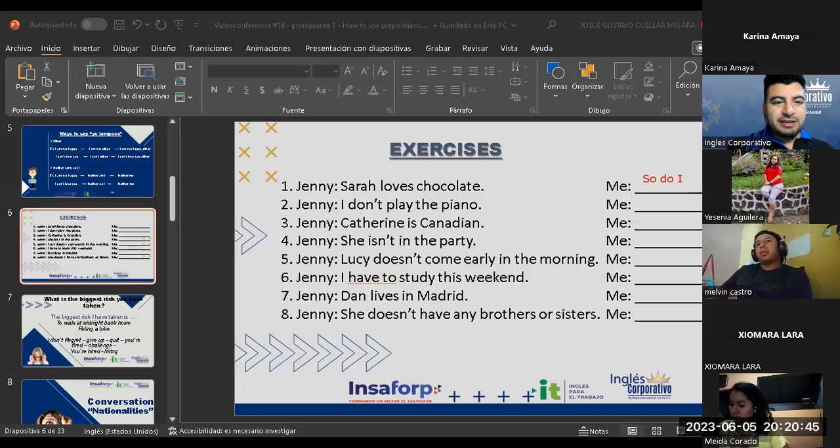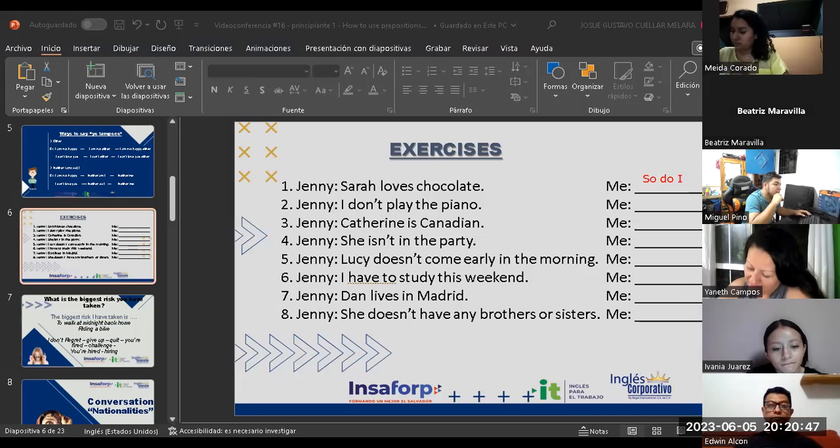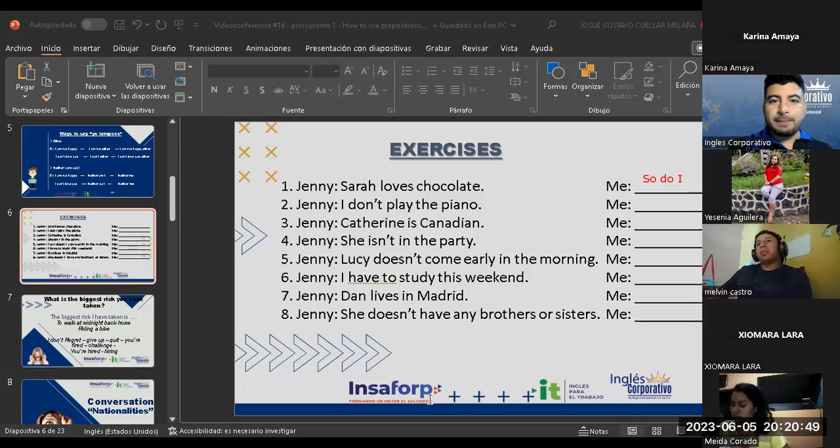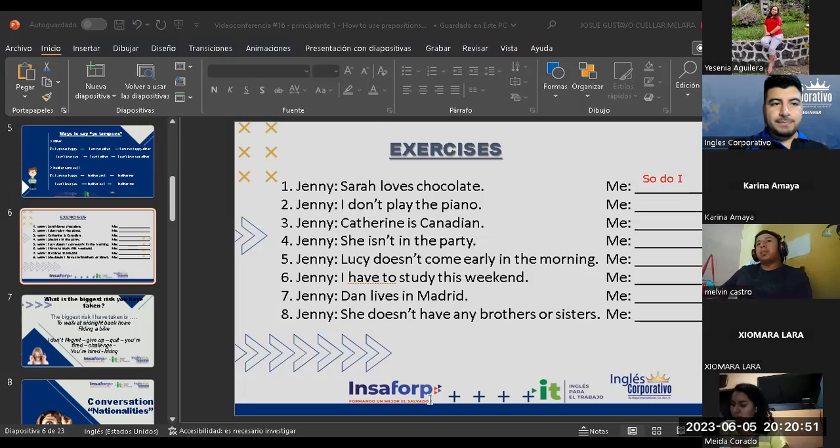We go with Ivania, and after Ivania, we go with Melvin. Number 8. Please. Neither me. Could you read the sentence, please? She doesn't have any brothers or sisters. You say neither me. Thank you. Melvin and Yesenia.